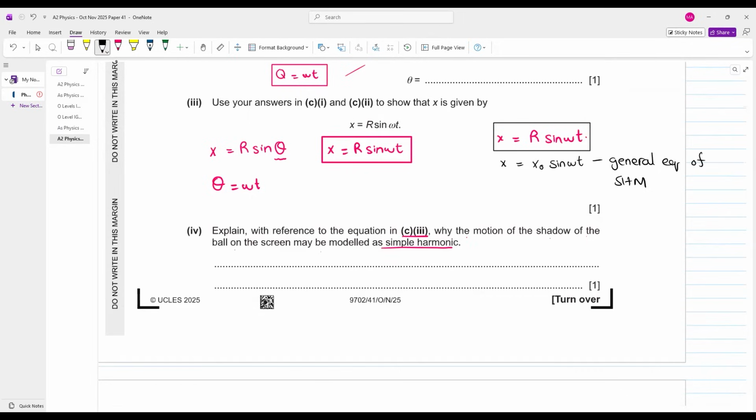So what will you say here? What will your answer look like? You will say the equation x is equal to r sine wt is identical to the general equation of simple harmonic motion, that is x is equal to x naught sine wt.